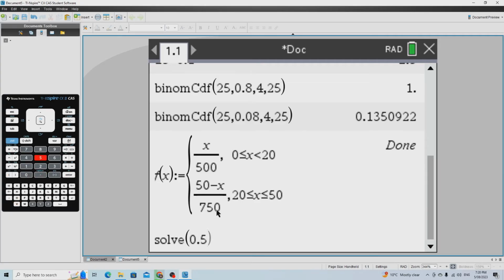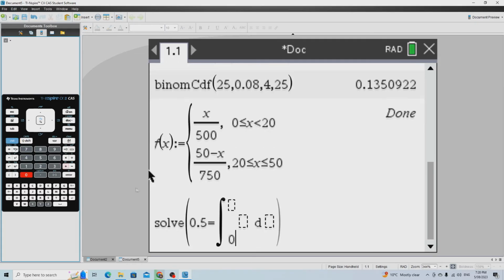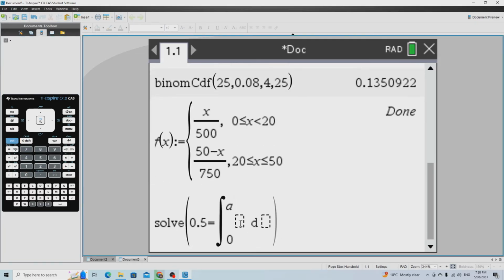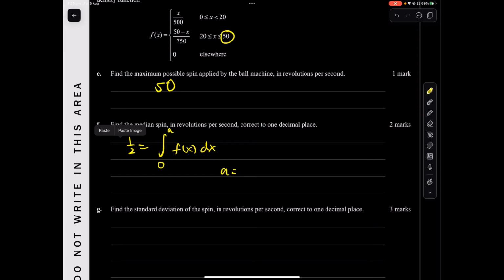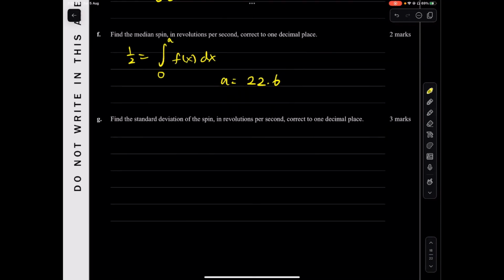Half equals the integral from 0 to a of f of x dx, with respect to a, and that gives us 22.61. To 1 decimal place that's 22.6. That's it. And find the standard deviation of the spin in revolutions.